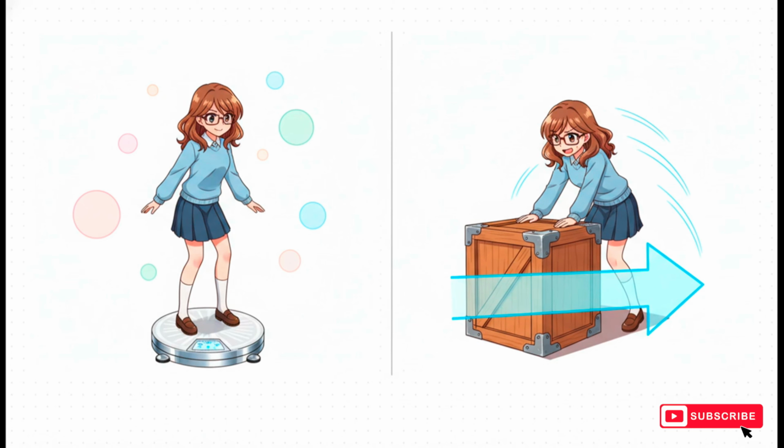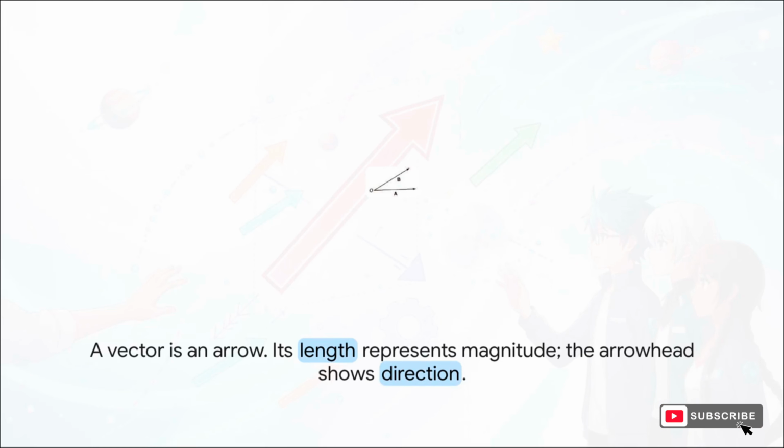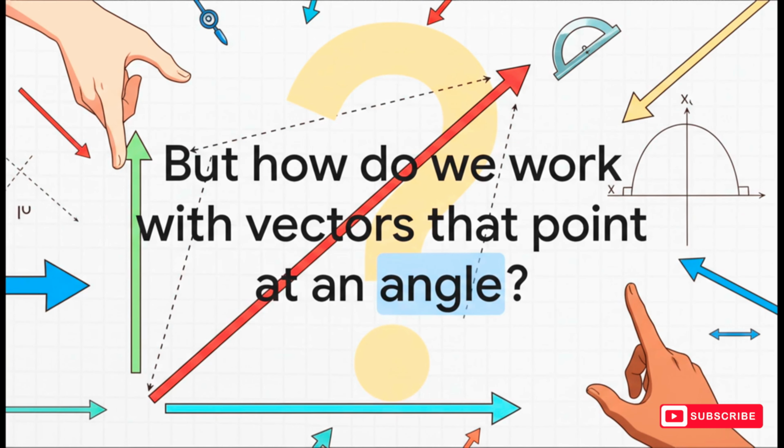Okay, the biggest difference between a scalar and a vector, it's all about direction. Think of it like this. 4 kilograms of apples is just a number. That's a scalar. But a force, like a push, has to go in a certain direction, and that makes it a vector. But what happens when vectors are at an angle?